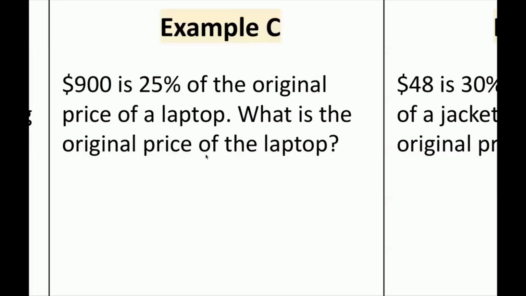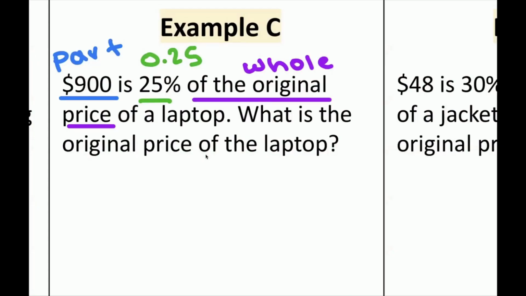Let's take a look at example C. Try example C on your own, then come back to check your work. Example C says $900 is 25% of the original price of a laptop. What is the original price? So $900 is our part because that just represents 25% of the original price. And remember, original price is the whole.